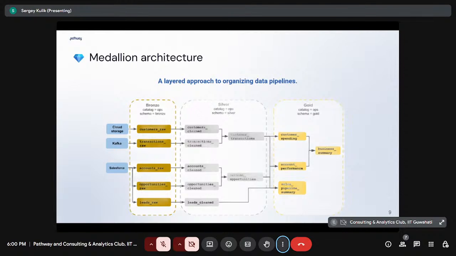And then we do gradual transformations to make this data of better and better quality. So from the bronze layer, we implement transformations which clean duplicates, for example, remove the incorrect entries, and jobs that remove any trash from the data. And we have the silver layer, which is the data optimized for analytics.